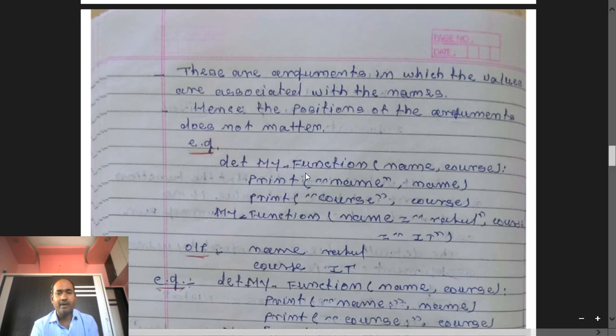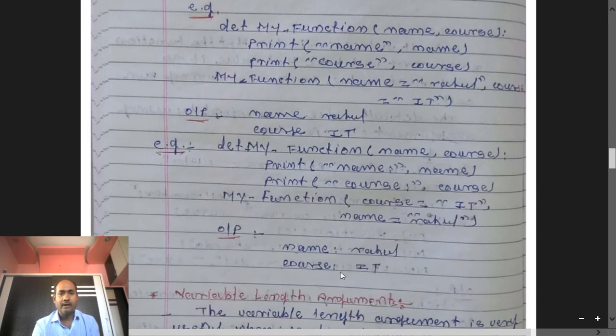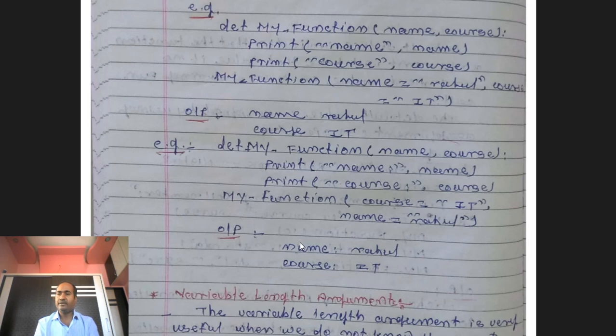Take one example: def my_function(name, course). These are the two parameters, name and course. Print name, print course. Look here, my_function(name=Rahul, course=IT). The sequence is taken similarly, name and course. Output is name Rahul, course IT. Now take the example def my_function(name, course) again, but change the sequence in the call: course is equal to IT, name is equal to Rahul. After running this code, we get the same output, name Rahul and course IT. The sequence does not change the result.